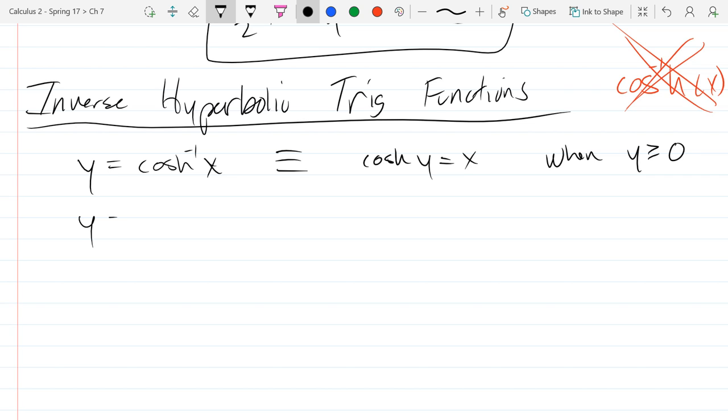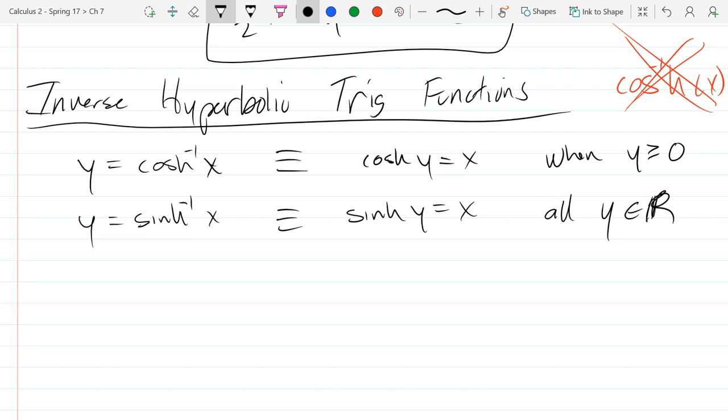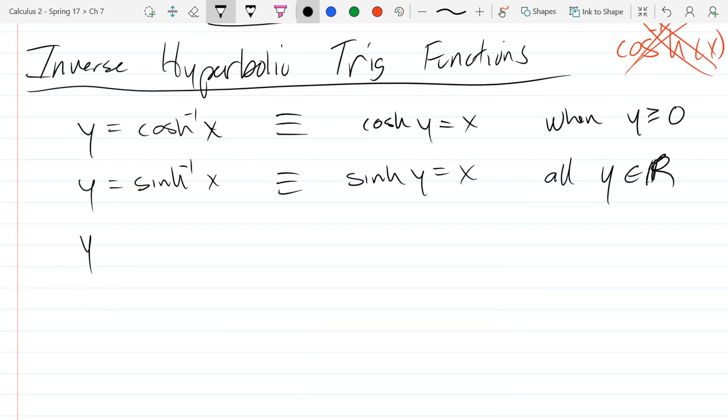Next up, sinh inverse, which is sinh y equals x, and this is all y in the real numbers. And last up for the three is tangent. So x equals tanh y. And this one works for all real numbers y.